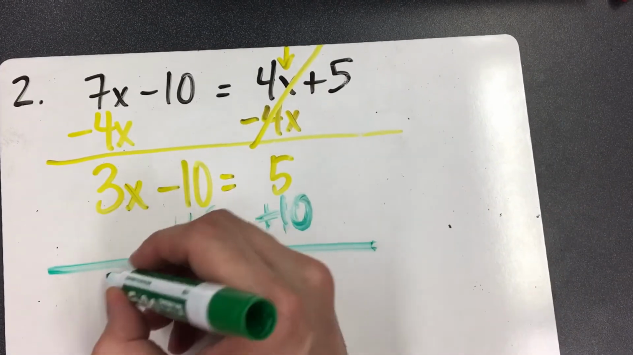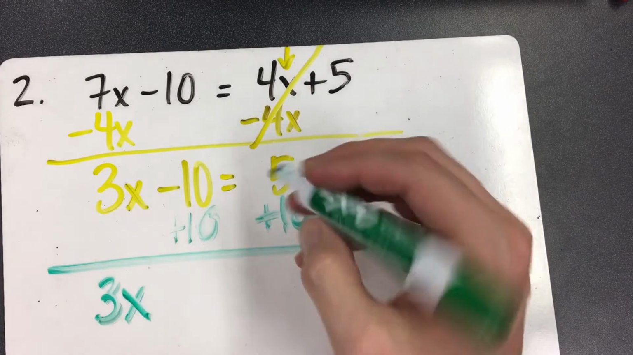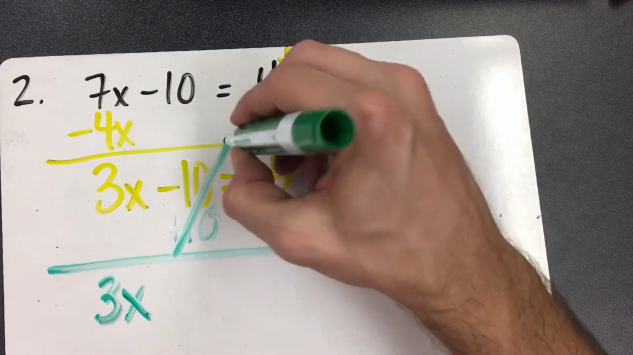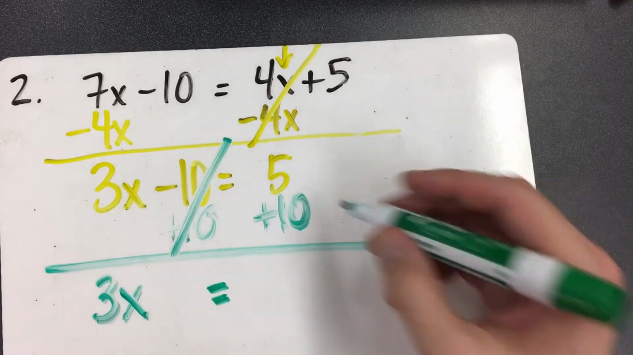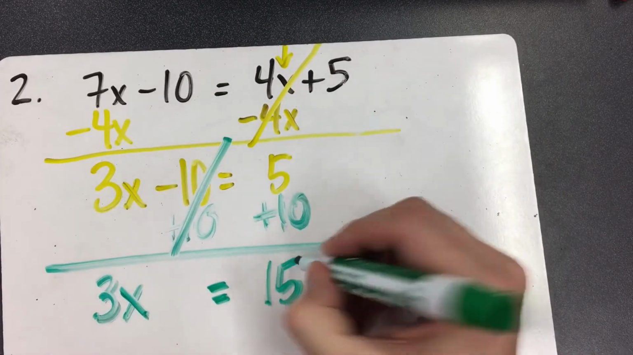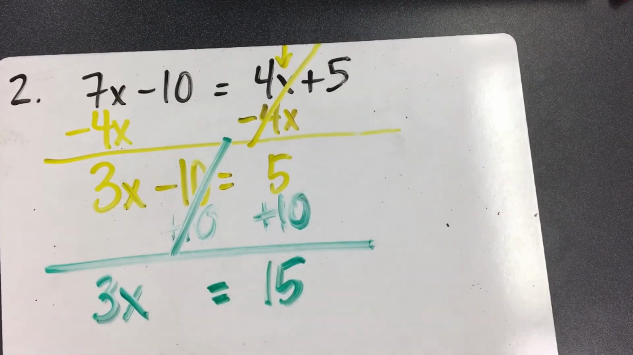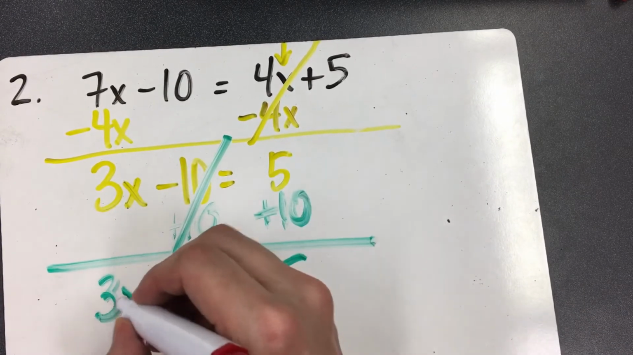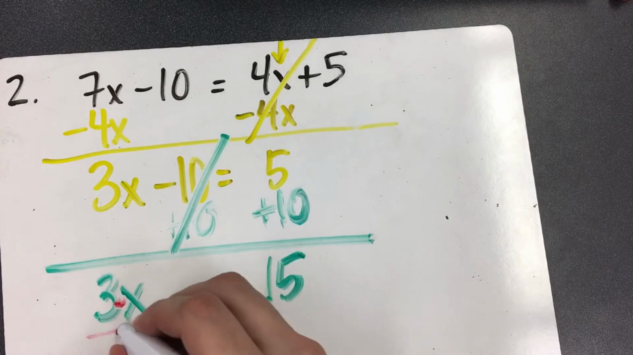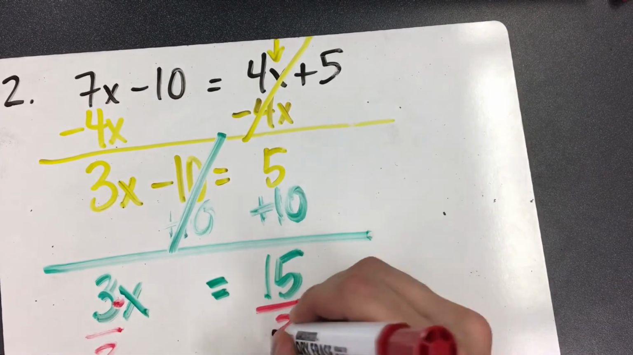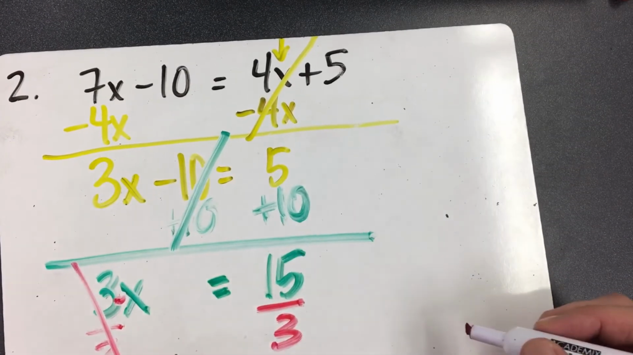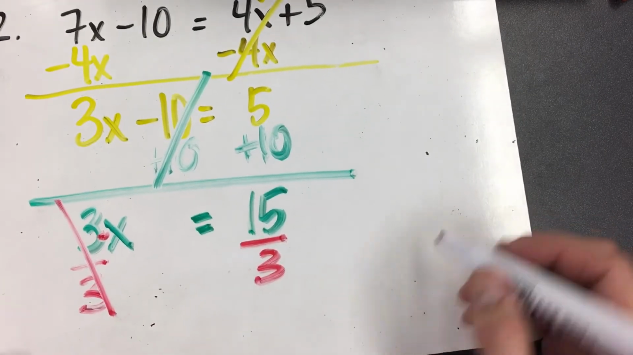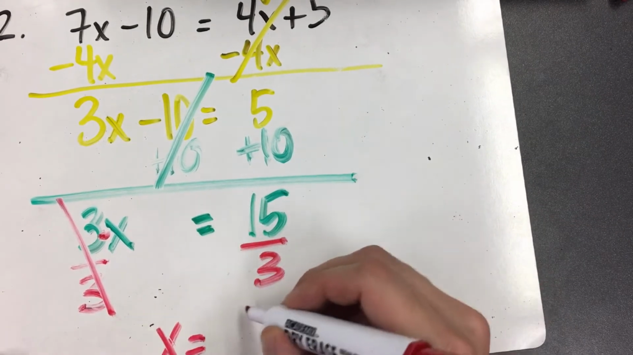Over here, the 3x doesn't have anything with it. Negative 10 and plus 10 equals 0. The equal sign is still there. 5 plus 10 is 15. And now we're done with step 2. Step 3, this is really being multiplied, right? I'm going to undo the multiplying with dividing. 3 divided by 3 equals 1. And then here's your answer. 15 divided by 3 equals 5.